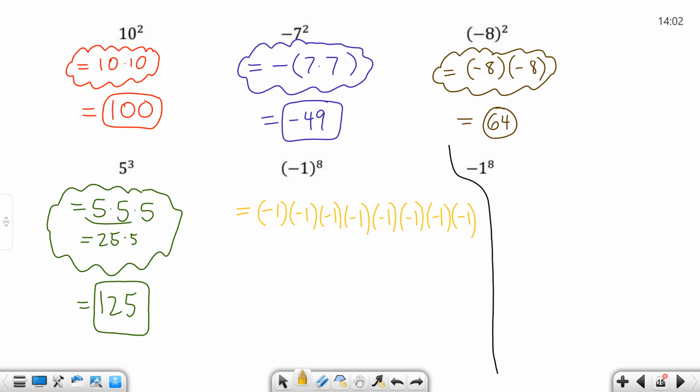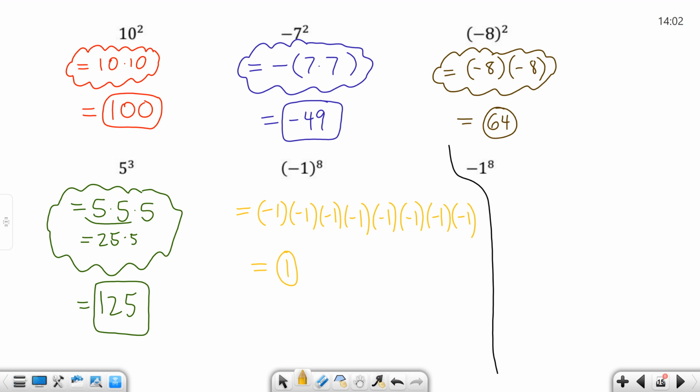So this is positive. And what's 1 times 1 times 1 times 1 times 1 times 1? Right, 8 times is 1. So that answer is just good old positive 1. That's because you have 8 negative signs there. And each pair, the first and the second make a positive, the third and the fourth make a positive, the fifth and sixth make a positive, the seventh and eighth make a positive.